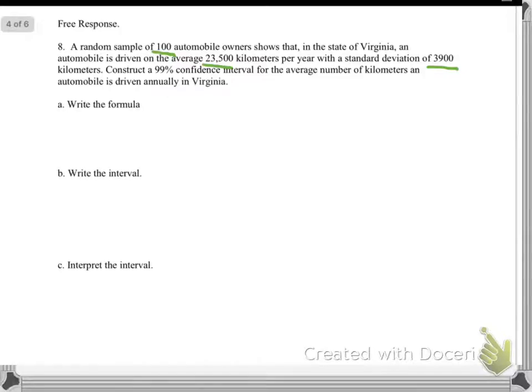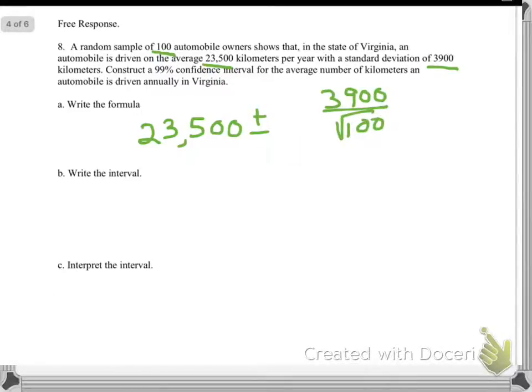Okay, number 8, let's write the confidence interval here. I highlighted the important numbers. So my average is 23,500 plus or minus my t-star, which I have to look up, 3,900 divided by the square root of 100. So now I'm going to go find t-star.